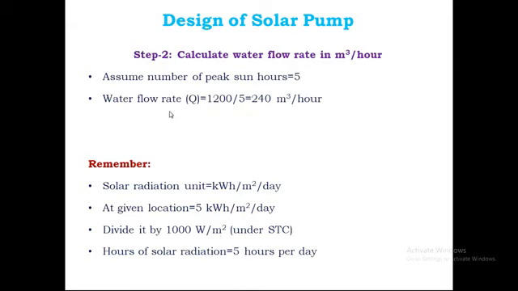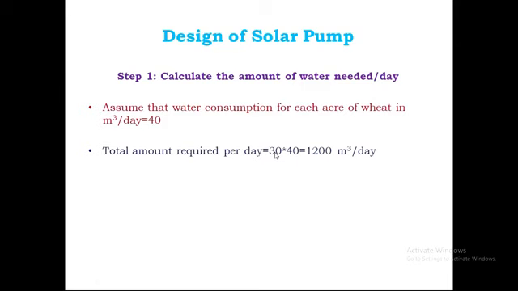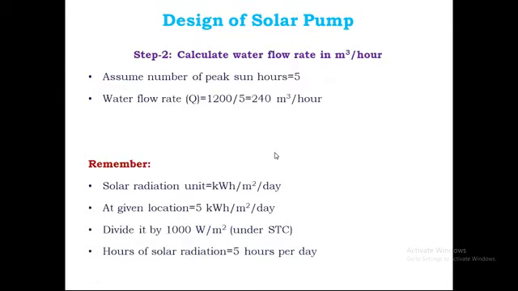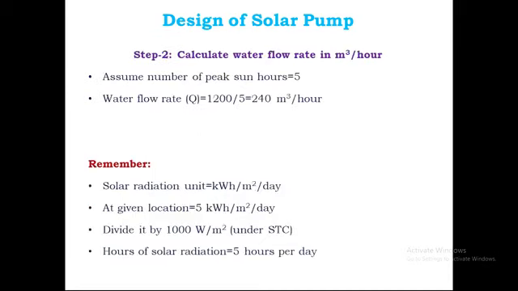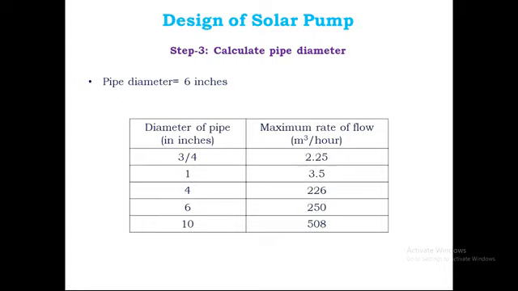The water flow rate is generally represented by Q. So that is the ratio of what? The total amount of water required per day divided by peak hours, that gives 240 meter cube per hour. So per hour the water flow rate should be 240 meter cube. With this rate it fills the water tank.